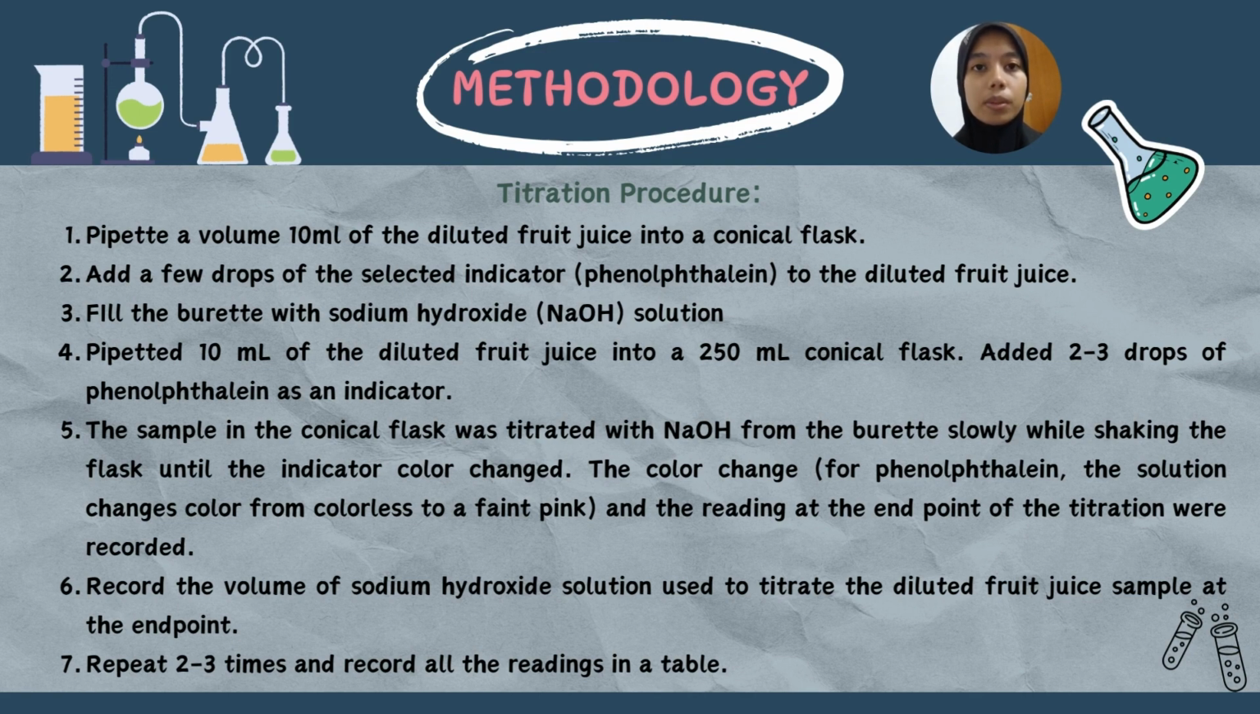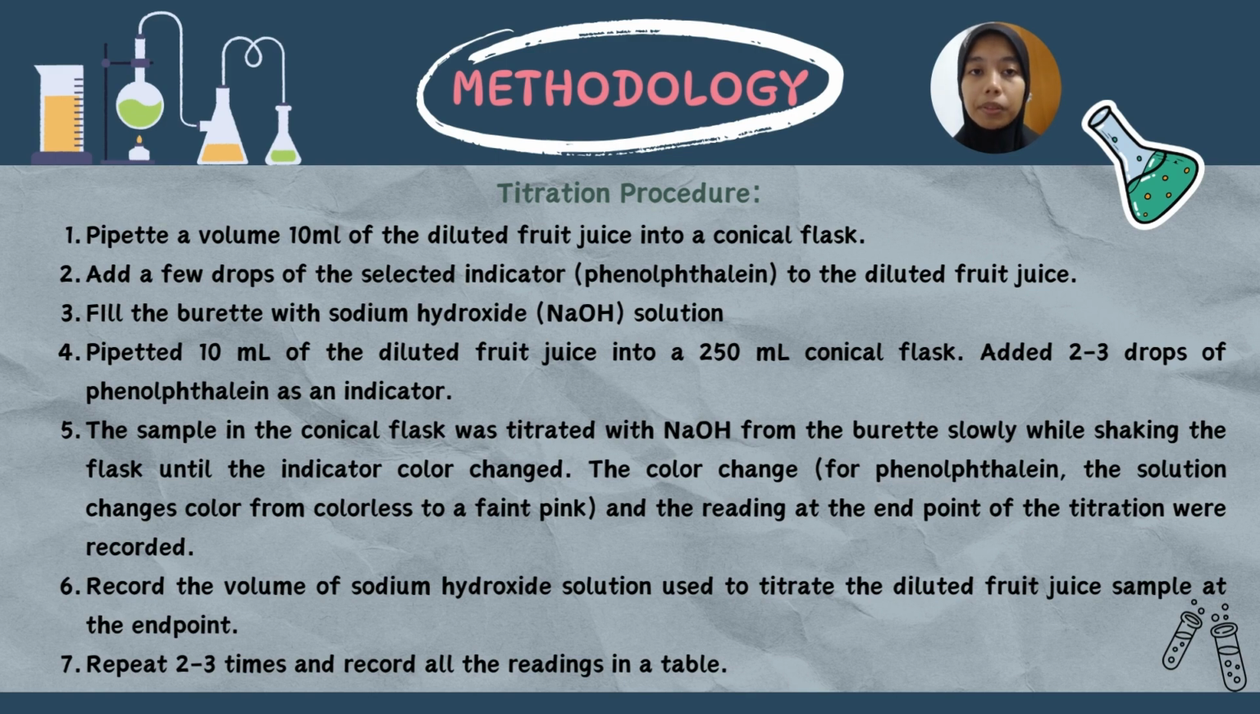First, we pipette a volume of 10 ml of the diluted fruit juice into a conical flask. Then we add a few drops of the selected indicator, phenolphthalein, to the diluted fruit juice, and we fill the burette with the sodium hydroxide solution. Afterward, we pipette the 10 ml of diluted fruit juice into a 250 ml conical flask, and then add 2 or 3 drops of phenolphthalein as an indicator.